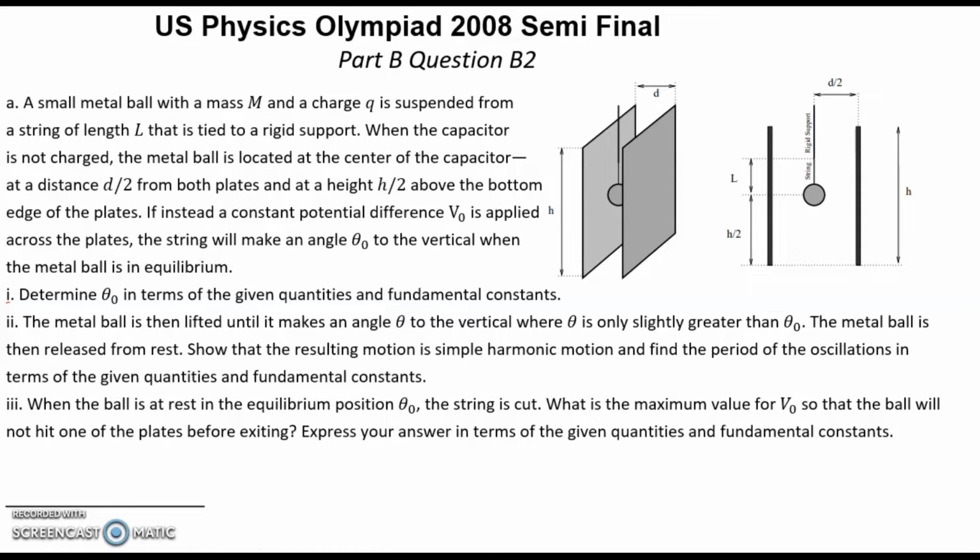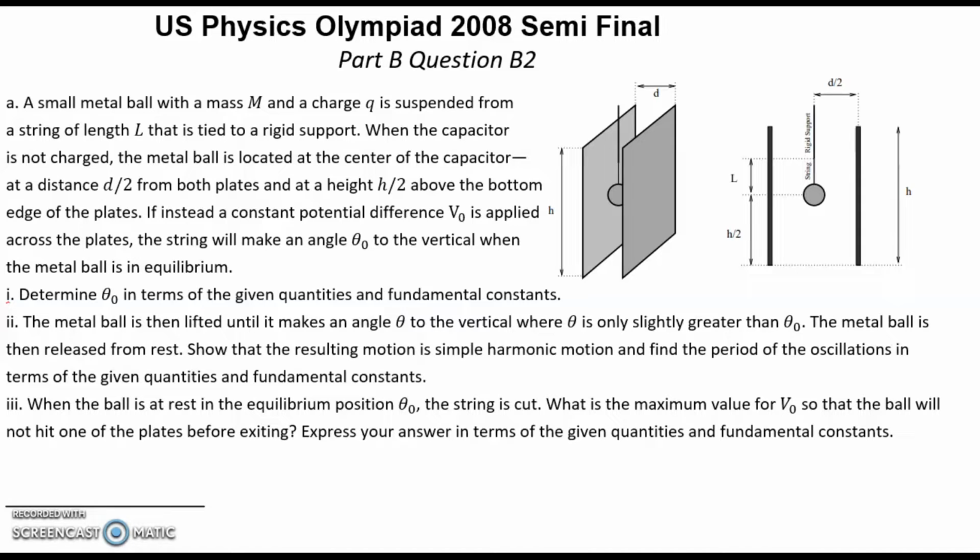Section A. A small metal ball with a mass big M and a charge Q is suspended from a string of length L that is tied to a rigid support. When the capacitor is not charged, the metal ball is located at the center of the capacitor, at distance d over 2 from both plates and at a height h over 2 above the bottom edge of the plates.